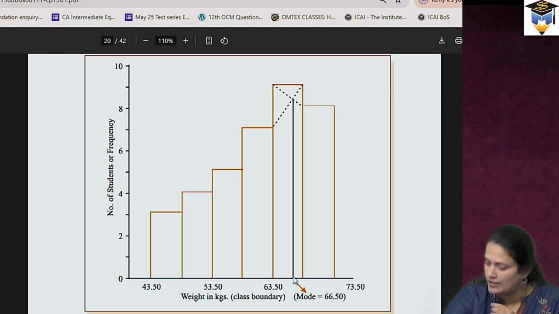I'll repeat. Identify the point where the two lines intersect, then draw a straight line down to the x-axis. The point where the line hits the x-axis is our best estimate of the mode. Understood? Easy to understand?